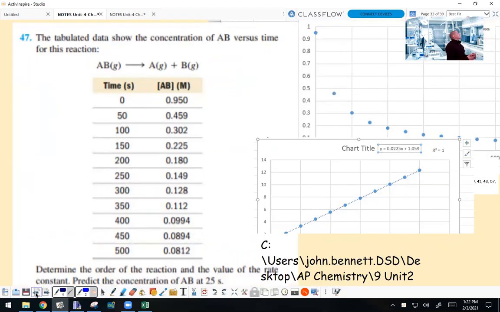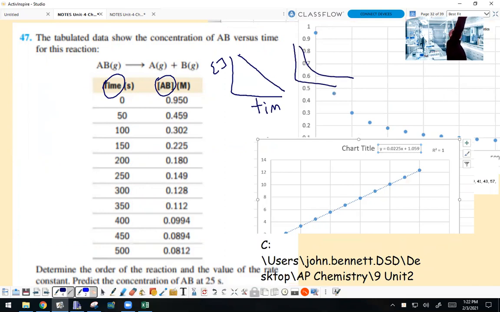So this is another question from the book. They give you the numbers. I took it and plugged it into Excel. Why? Well, because we're looking for the graph. So this is concentration versus time. If I can do a concentration versus time graph, I can check whether it's a straight line. Is it a straight line? Is it a curve? And if it is a curve, is it half-life or is it not half-life?